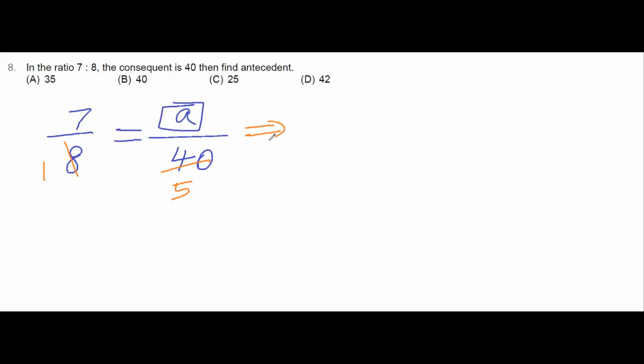Okay, so question number 8. In the ratio 7 is to 8, the consequent is 40. Whenever I say this is called the antecedent and this is called the consequent. So it says the consequent is 40. Find the antecedent. So I need to find the value of this. 8 fives are 40, and the value of A will be 7 into 5, that is 35.